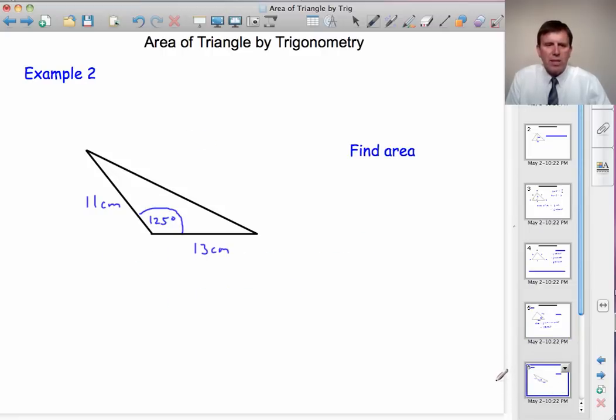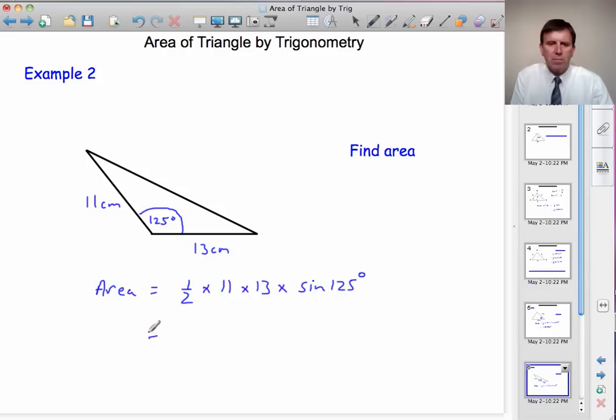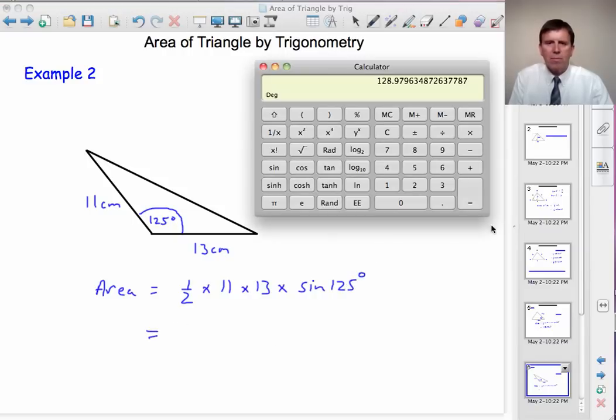Moving on to example 2, find the area of this triangle. The only difference here is we have an obtuse angle, but we don't have to worry about that. The formula for the area will take care of it. So I can write down that the area is equal to 1/2 multiplied by 11 multiplied by 13 multiplied by the sine of 125 degrees. So that's 0.5 multiplied by 11 multiplied by 13 multiplied by the sine of 125 degrees.